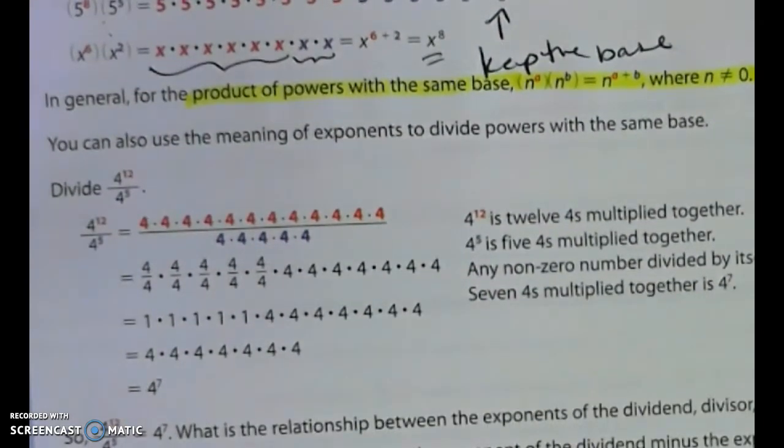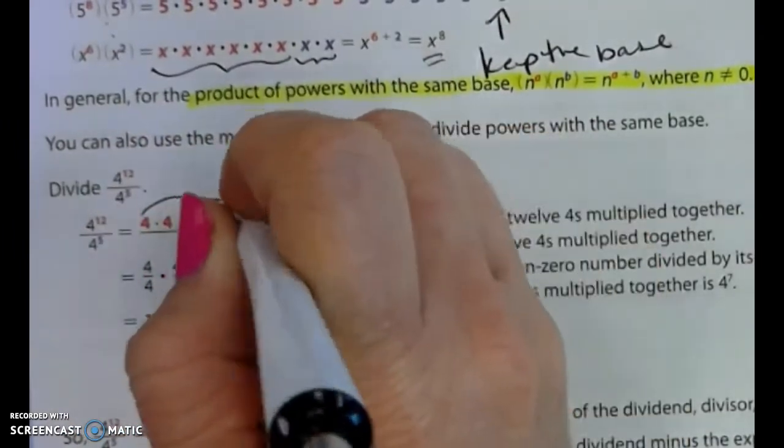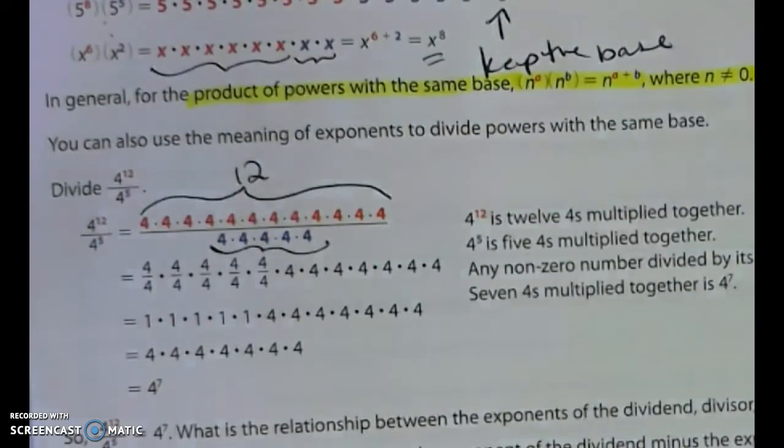All right, you can also use the meaning of exponents to divide powers with the same base. This will be on your video tonight, but this is where they go over it in the book. If you are dividing 4 to the 12th by 4 to the 5th, that's 12 factors of 4 in the numerator. And we're dividing that by 5 factors of 4 in the denominator.